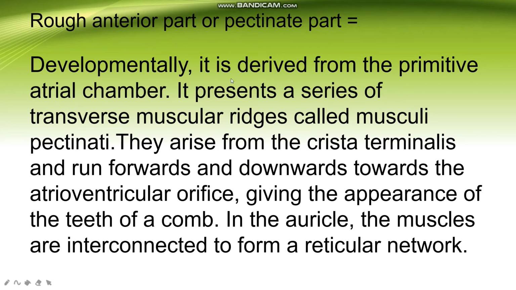The rough anterior part, or pectinate part, is developmentally derived from the primitive atrial chamber. A series of transverse muscular ridges called musculi pectinati arise from the crista terminalis and run forward and downward towards the atrioventricular orifice, giving the appearance of the teeth of a comb. In the auricle, the muscles are interconnected to form a reticular network.